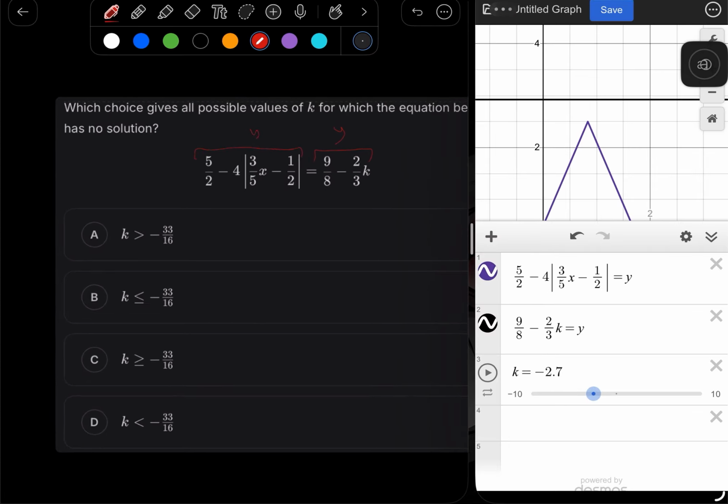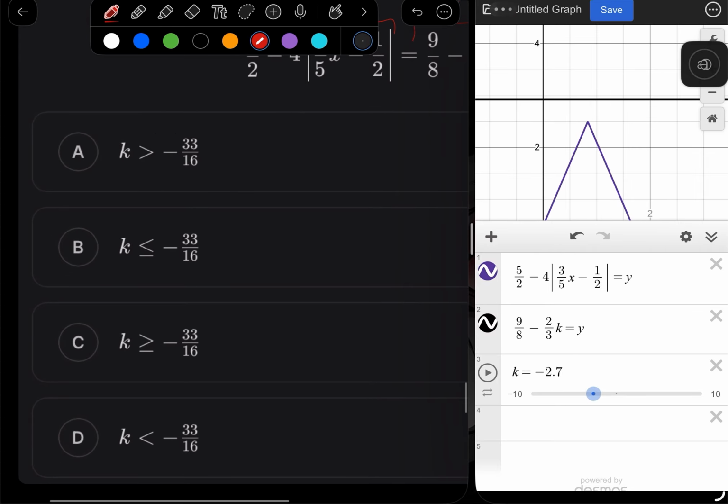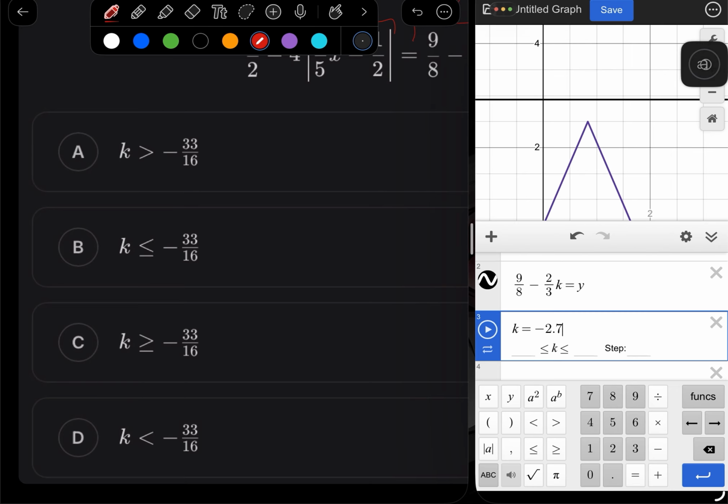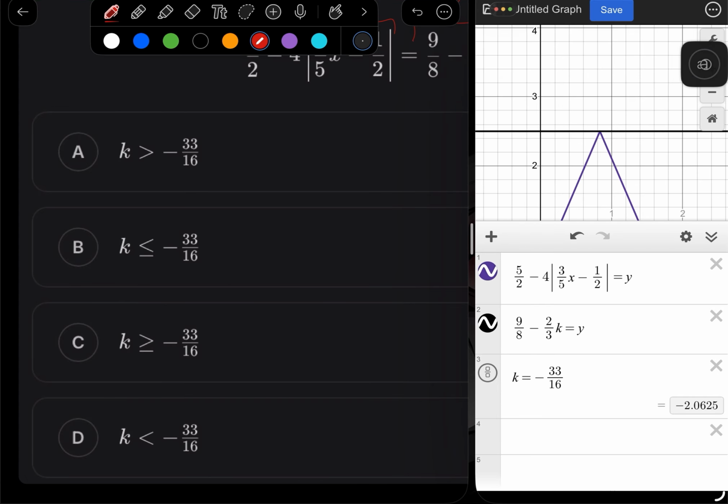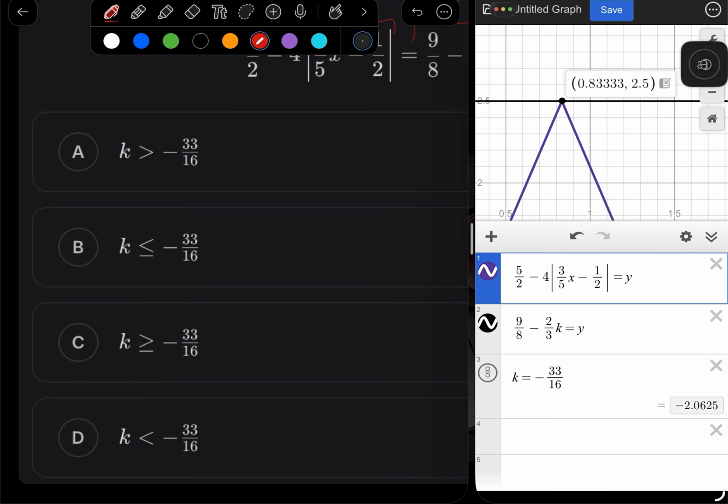So if you look at all the answer choices, you'll see that all of them have a negative 33 over 16 in common. So let's put that in first. We've put that value in, and what you'll realize is that if you put negative 33 over 16 in for k, it actually does intersect with these graphs. There is a solution because these two graphs intersect.